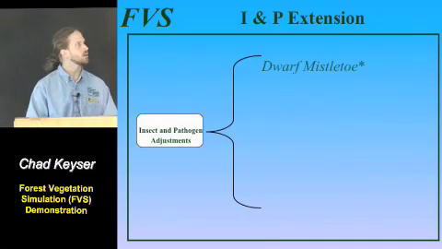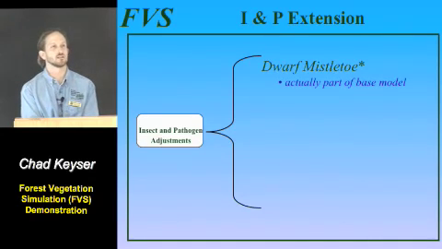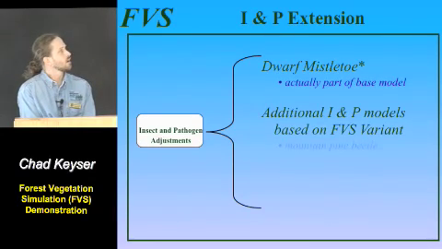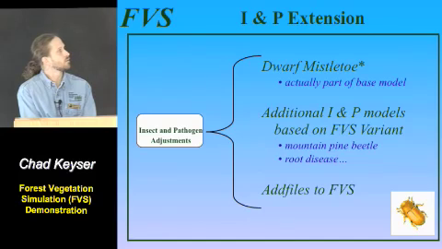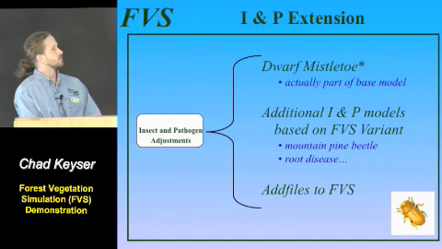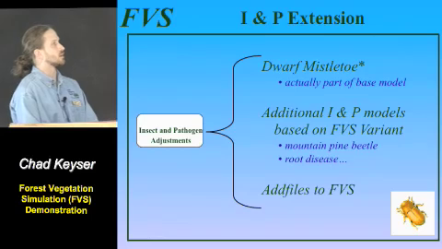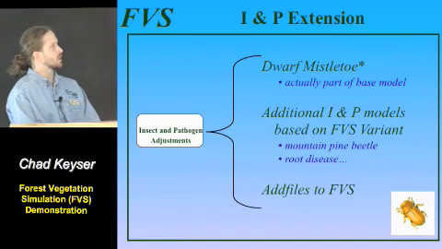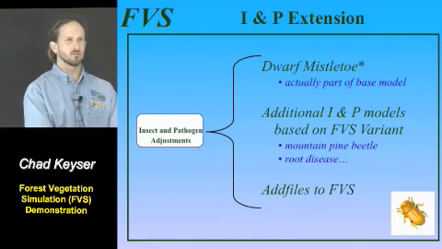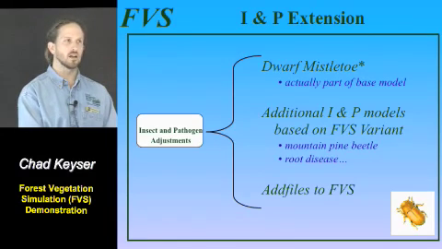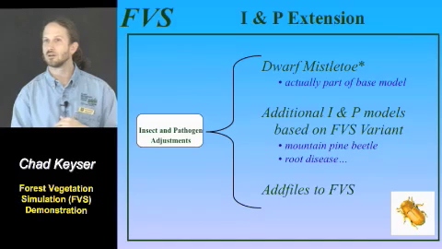In terms of insect and pathogen modeling, we have the dwarf mistletoe model in all our western United States variants. And then in addition to that, we have individual, what we call X extensions, which contain insect and pathogen models for individual items in the stand over time. For instance, mountain pine beetle in the west, root disease in the west. There are separate models that predict the effects of those agents on forested stands. As Steve mentioned earlier, in the eastern United States, the forest health specialists decided not to go into this really detailed model building process of creating these X extensions for FVS.